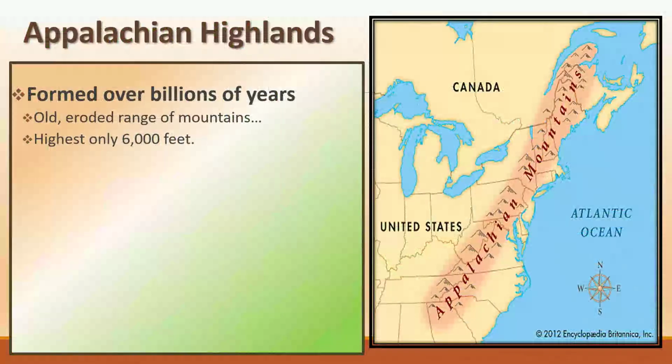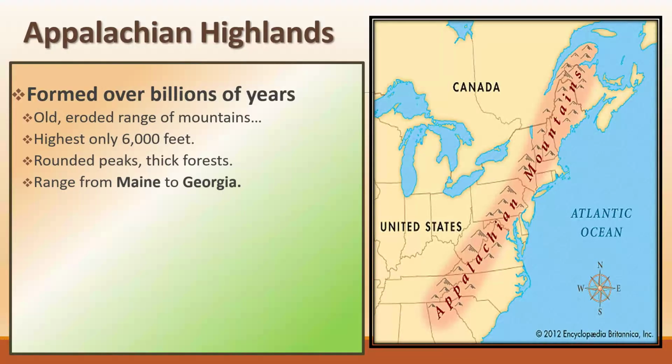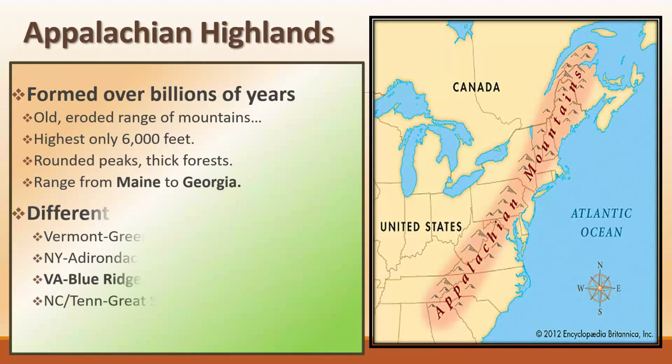The second region is the Appalachian Highlands. These formed over billions of years, but they're old. They've eroded down through rain and tectonic plate movements. There are a range of mountains. Today, the highest are only about 6,000 feet, which is not large for mountains. They have rounded peaks. There are thick forests in these regions. They range from Maine to Georgia.